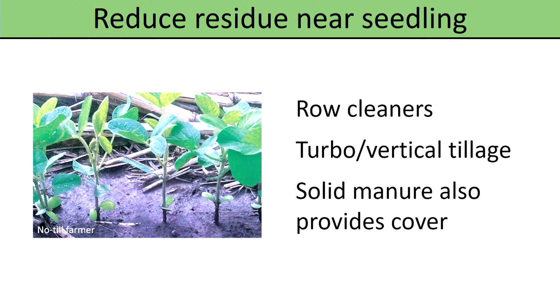And again, the seedling is growing fast, so then it's gonna help hopefully outgrow the damage before the slug kills the seedling. So anything that you can do with row cleaners, turbo or vertical tillage if that fits in your program, and also avoiding solid manure that's gonna add some more cover to the field. Anything you can do to reduce residue helps. And it just needs to be, again, right there by where the soybean seeds are. So you can see with a row cleaner, it just pushed it off to the side a little bit, so you have this nice area where the seedlings can germinate well.